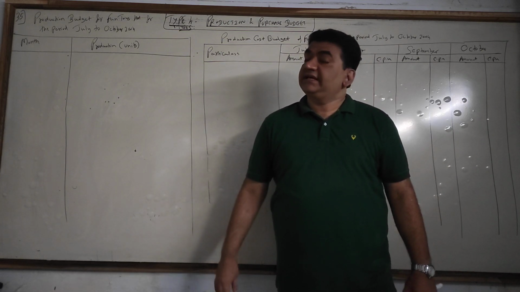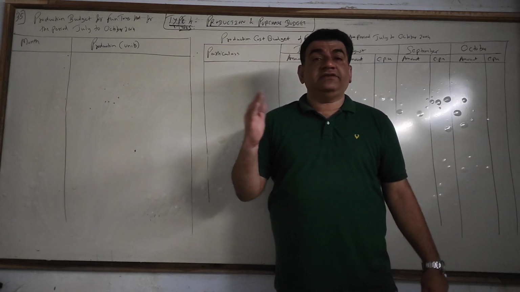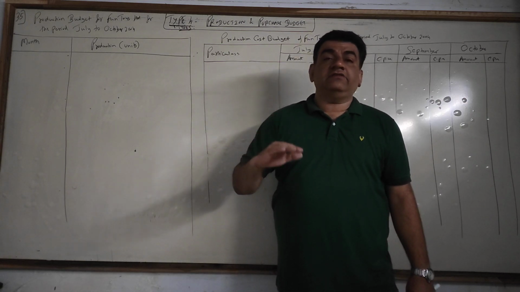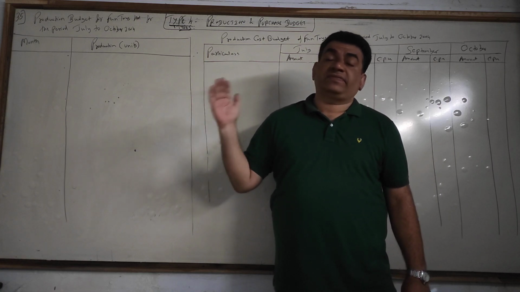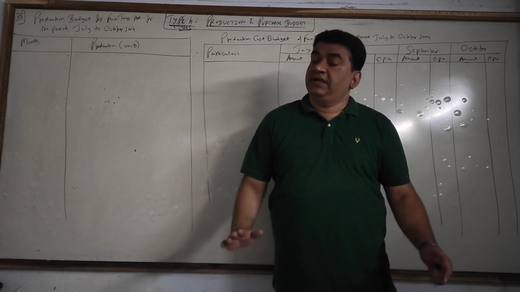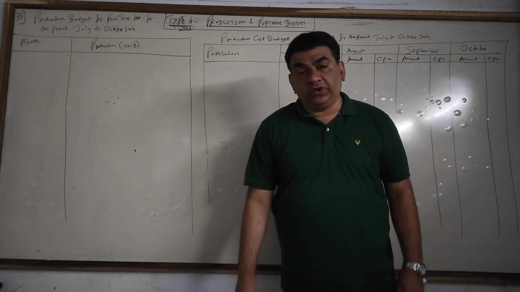So in this session, I will be taking the first two sums. The third and the fourth are exactly the same, but I will solve both the sums in the next class, and that will finish this chapter, budgeting and budgetary control.